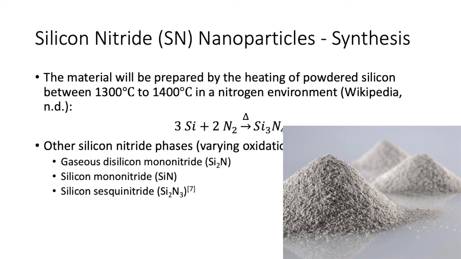So synthesis of this, I apologize, the image cut off. The material will be prepared by the heating of powder silicon between about 1300 Celsius and 1400 Celsius in a nitrogen environment. So it does need relatively high temperatures to be synthesized, which is a downfall of it. And then there's the reaction there. And there are other silicon nitride phases, with varying oxidation states: gaseous silicon mononitride, silicon mononitride, and silicon sesquinitride.